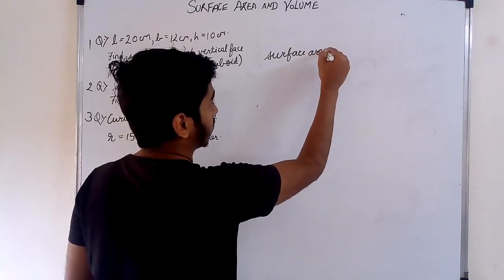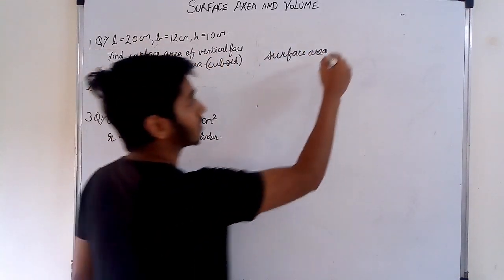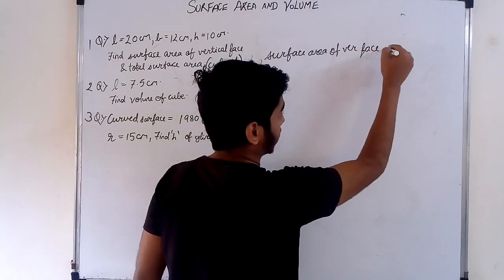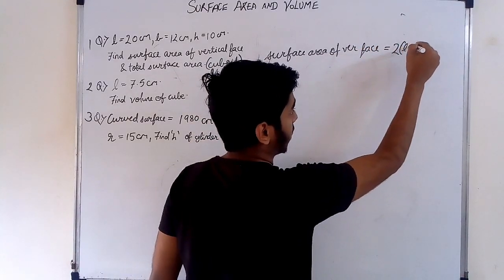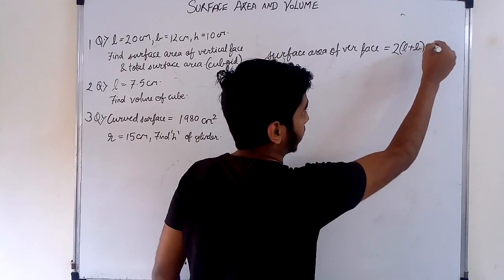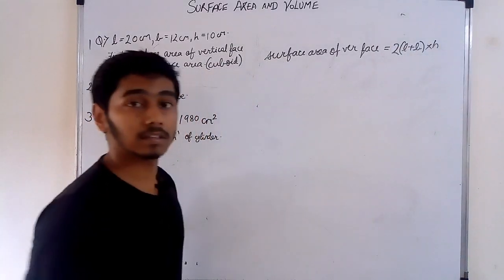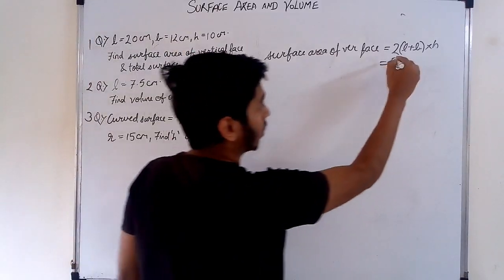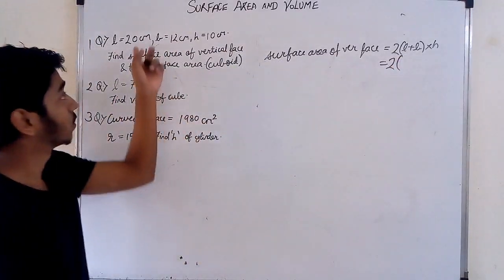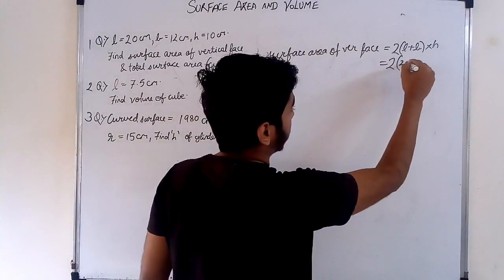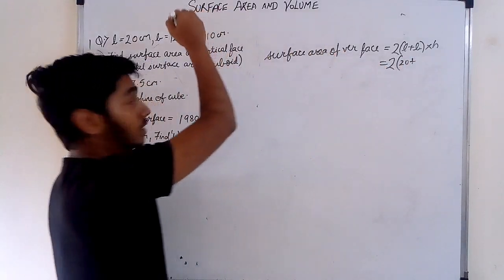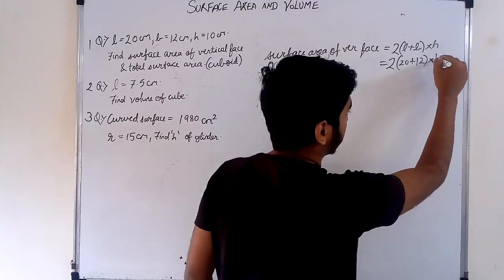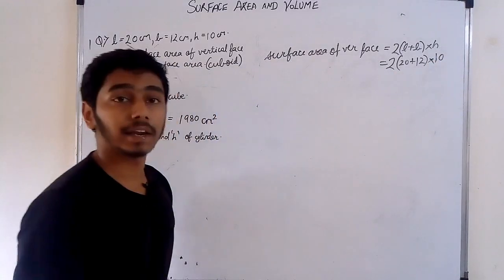Surface area of the vertical face is 2 into, yes, so simply substitute 2 into length, which is 20, plus breadth, which is 12, into height, which is 10, correct?